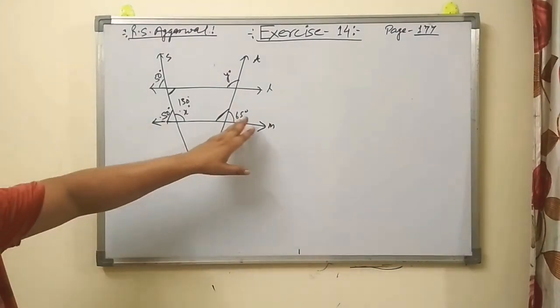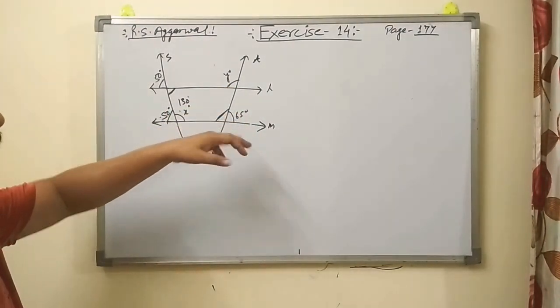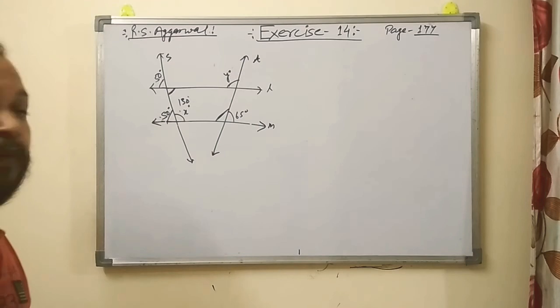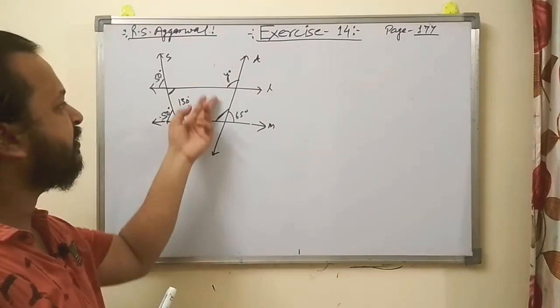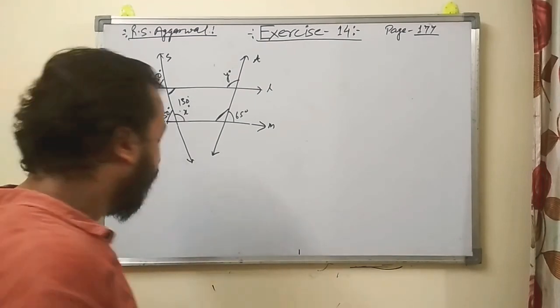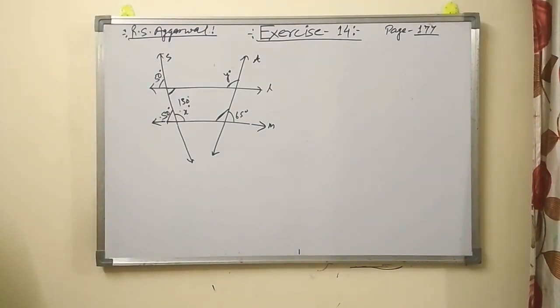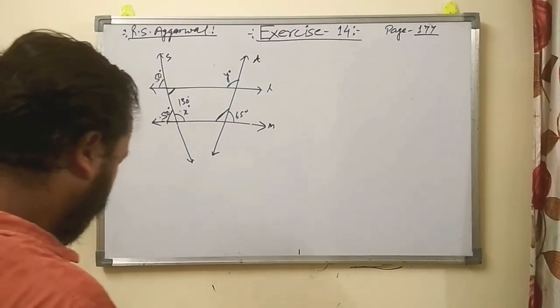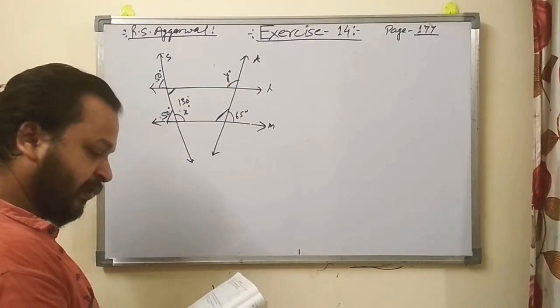So 180 minus 65 degrees, 180 minus 65 is 115. So 115 is this, and this angle is also 115 because they are corresponding angles, right? So by the same way, you can find out. So now come to the last question of this video.